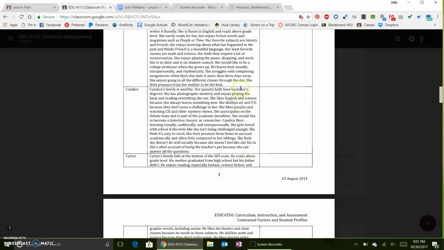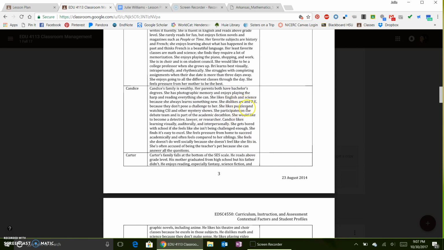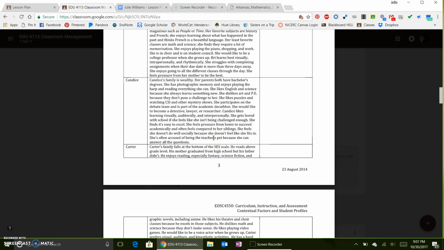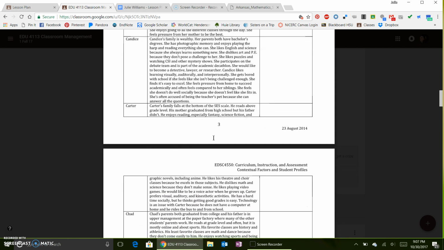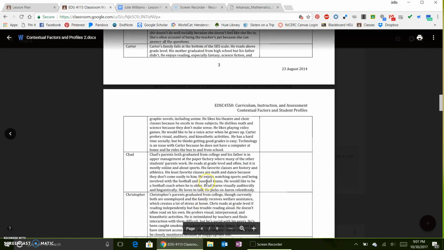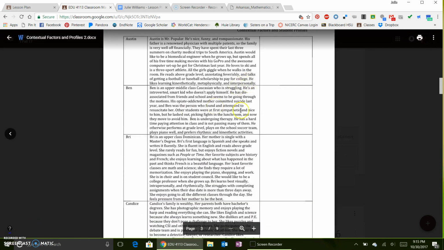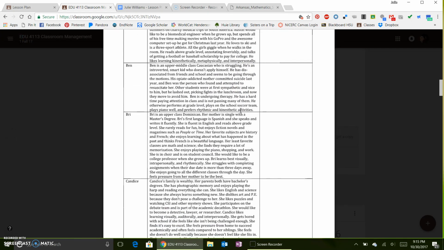She enjoys playing the harp. She really likes English and science. She dislikes art and PE because they don't pose a challenge to her. She likes puzzles and CSI. So maybe you can be thinking about your students as you do this. What can you do to accommodate them? Maybe in the groups that you put them in, or how they work, or the type of assistance that they're going to get. You're just going to scroll through here. Again, you'll need to look through this and identify some things that maybe you can change for your students.